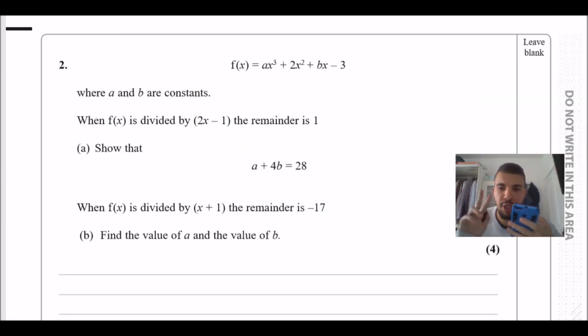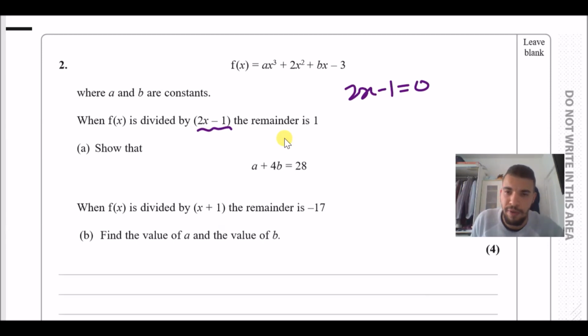Okay guys, number 2. So we're given a function which is a cubic and it has a and b in it, which is unknown. Now it tells us when this function is divided by 2x minus 1, the remainder is 1. Now what this tells us exactly is that when you divide it by a linear term, it's trying to say that when you set this to 0 and you solve to find the value x, which comes out to be a half, you would plug this half into this function and it should equal to 1 because that's what the remainder would be.